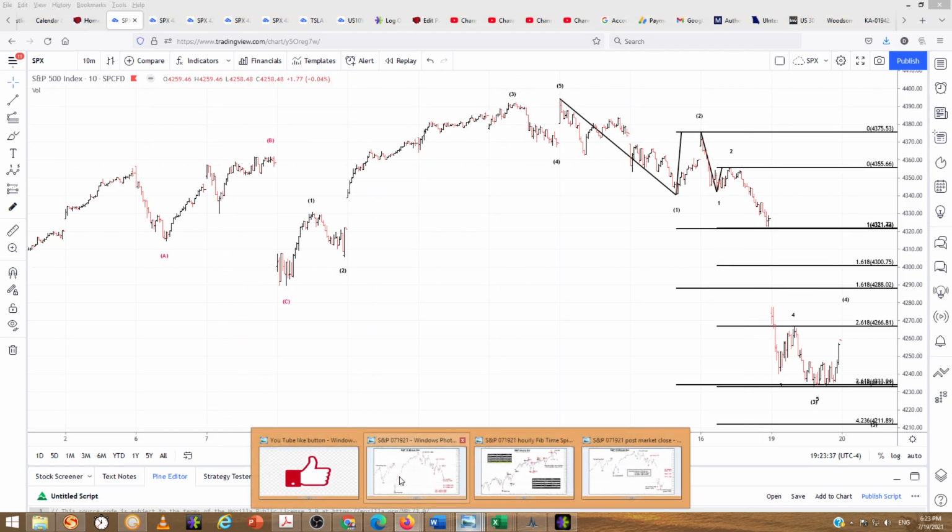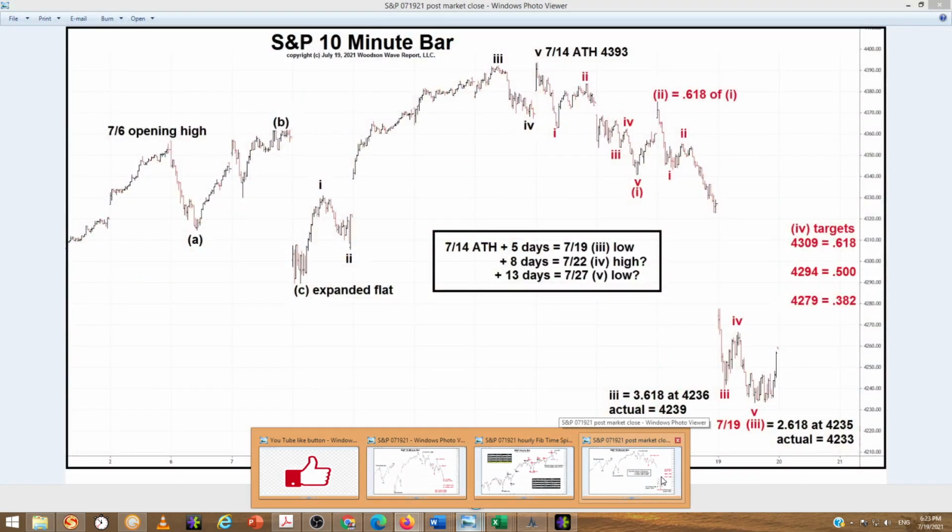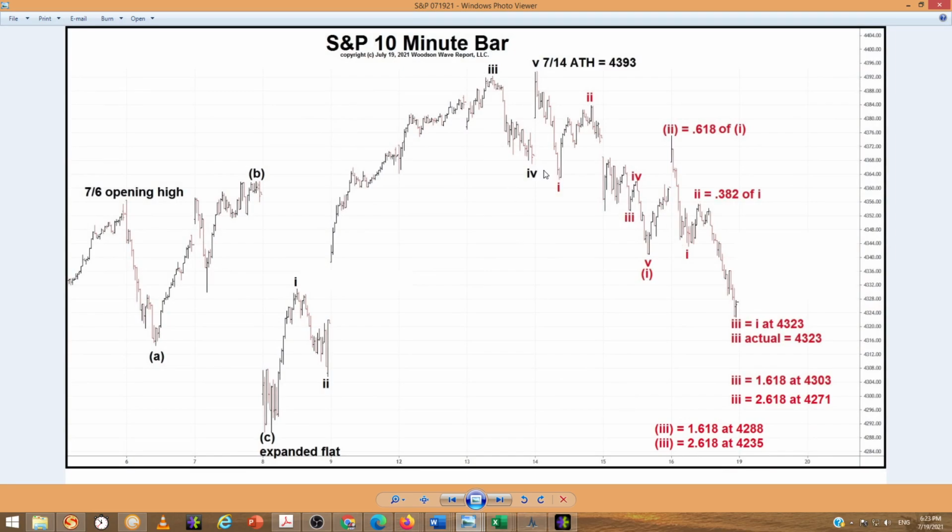I want to show you another schematic I have here. I think we had this here. We also wanted to look at the expanded flat. That's pretty much the same thing. This is what we put out in one of the 4 reports this morning. We were looking for these targets, and they hit them.